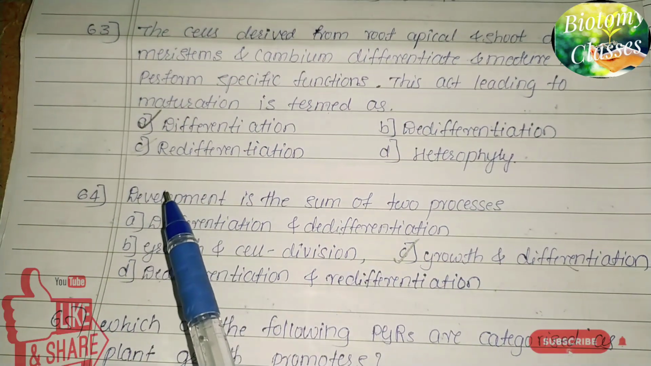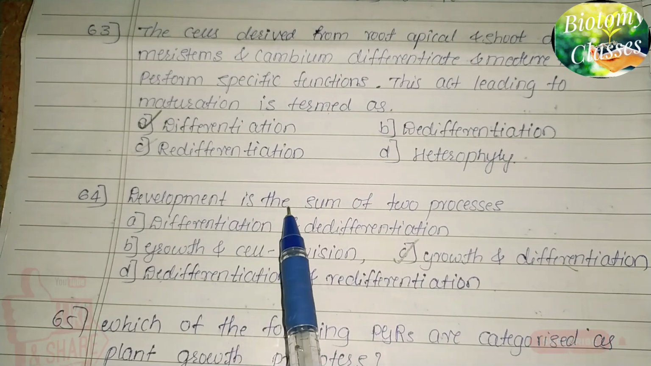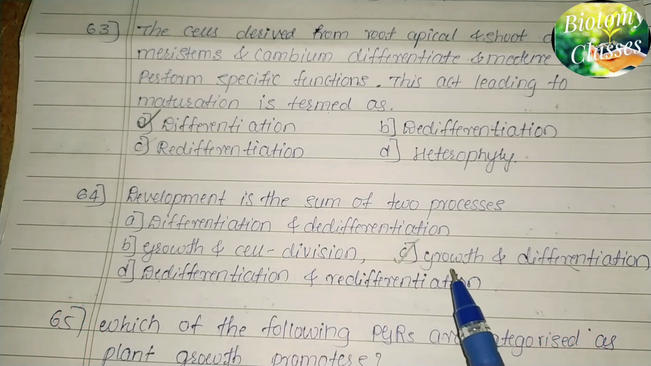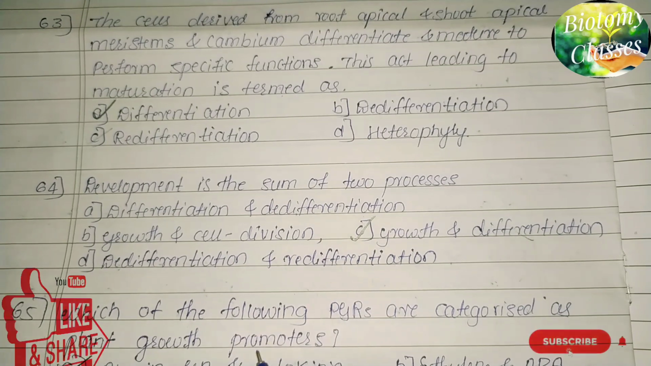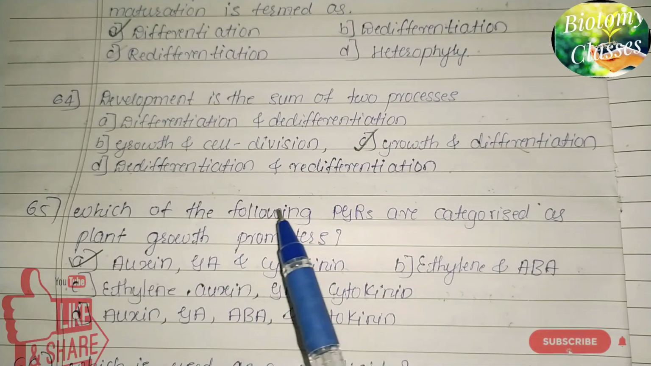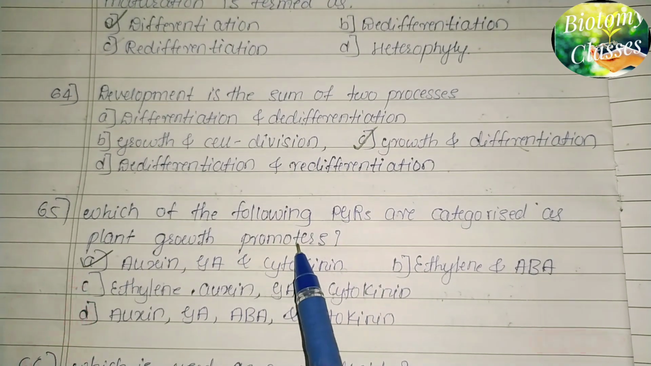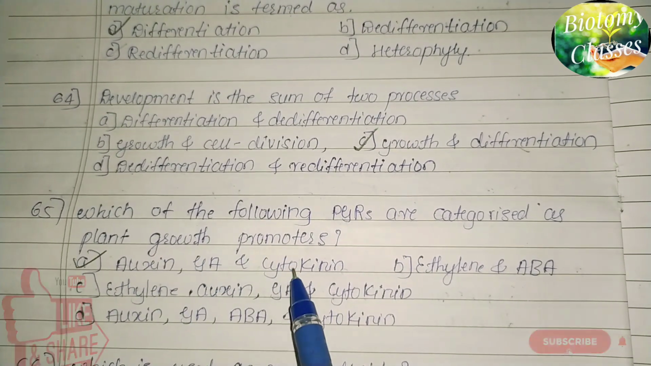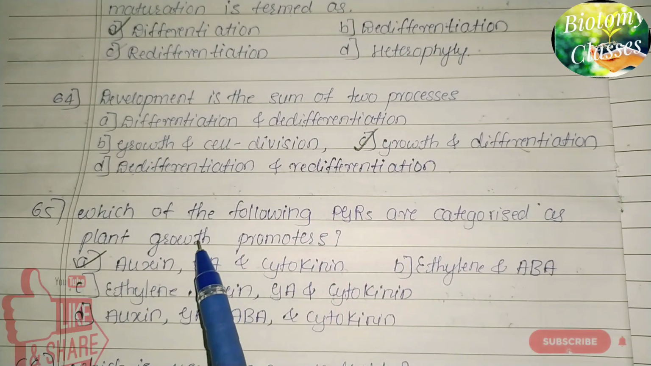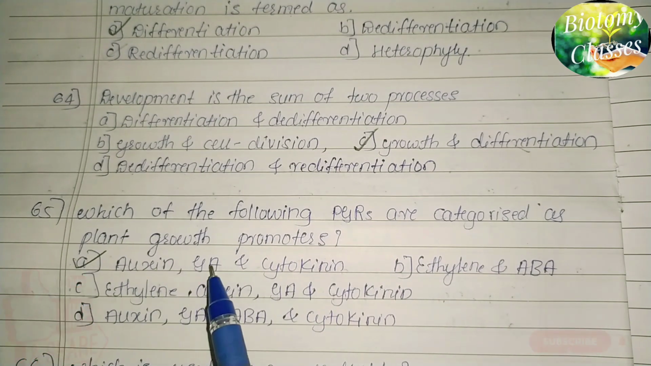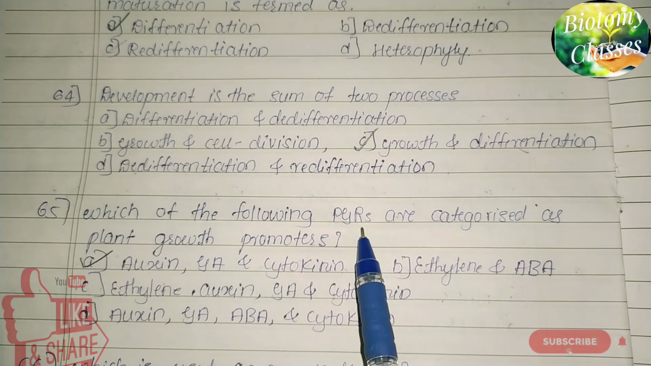Then 64th question, development is the sum of two processes. Development of an organism is the sum of growth and differentiation. So C is the right answer. Next question, 65th, which of the following PGRs are categorized as plant growth promoters? Auxin, gibberellic acid and cytokinin, these three are the promoters. Ethylene and abscisic acid act as inhibitors.